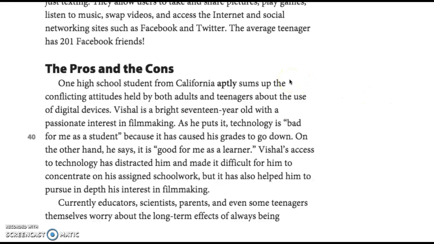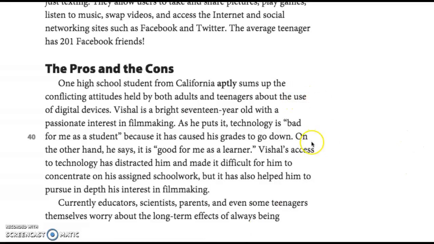One high school student from California aptly sums up the conflicting attitudes held by both adults and teenagers about the use of digital devices. Vishal is a bright 17-year-old with a passionate interest in filmmaking. As he puts it, technology is bad for me as a student because it has caused his grades to go down. On the other hand, he says, it is good for me as a learner. Vishal's access to technology has distracted him and made it difficult for him to concentrate on his assigned schoolwork. But it has also helped him to pursue in depth his interest in filmmaking.